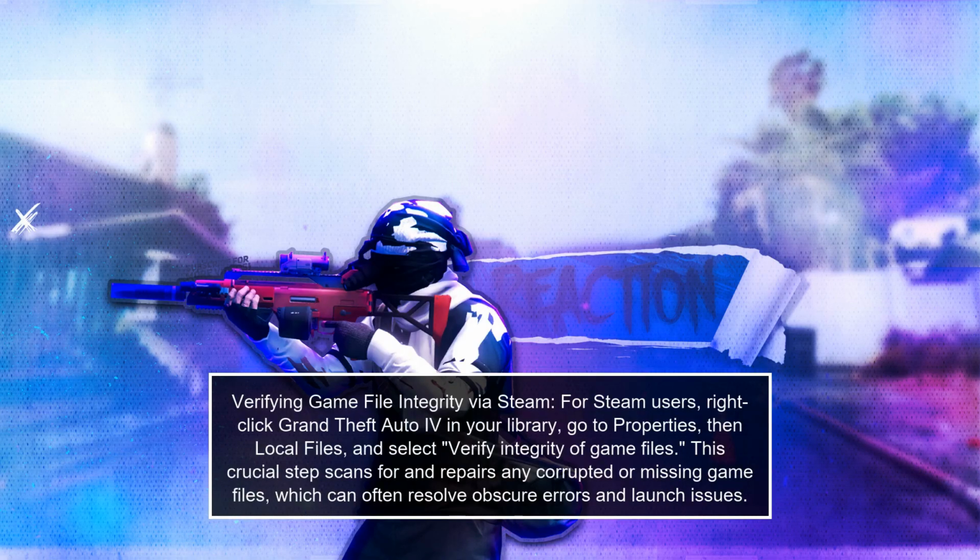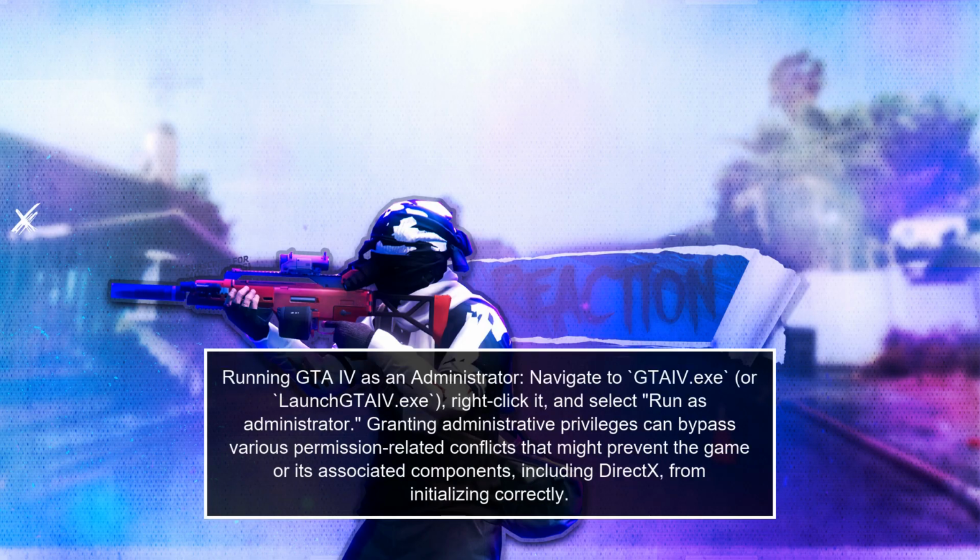Verifying game file integrity via Steam. For Steam users, right-click Grand Theft Auto Roman 4 in your library, go to Properties, then Local Files, and select Verify Integrity of Game Files. This crucial step scans for and repairs any corrupted or missing game files, which can often resolve obscure errors and launch issues.